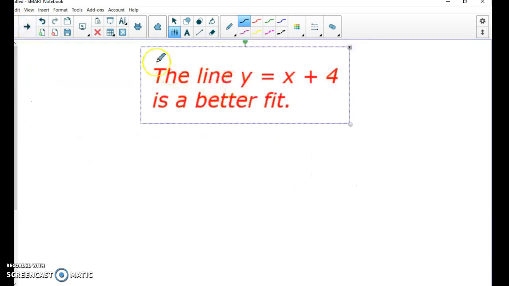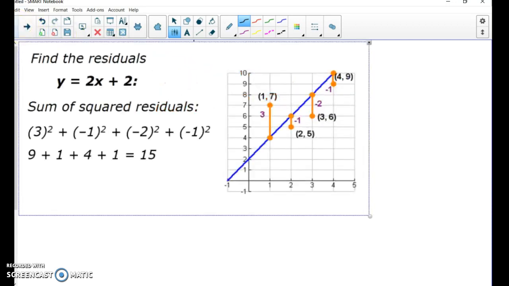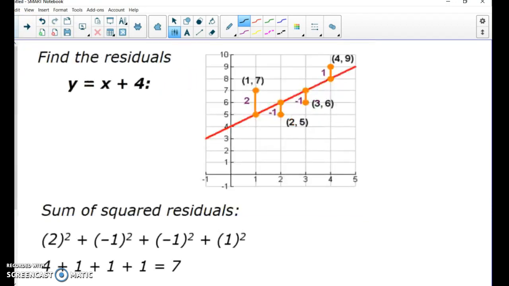And so it is the content of the lesson: the line y equals x plus 4 is our better fit. There's 2x plus 2. Here we have x plus 4. And we can see this line fits far more closely to those data values.